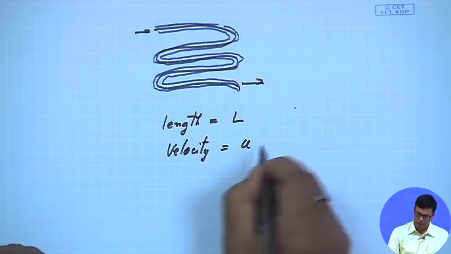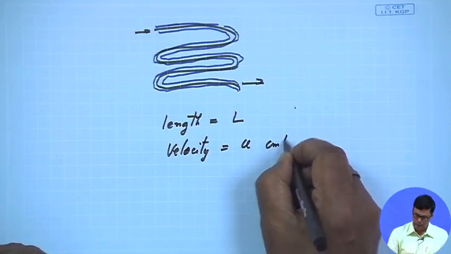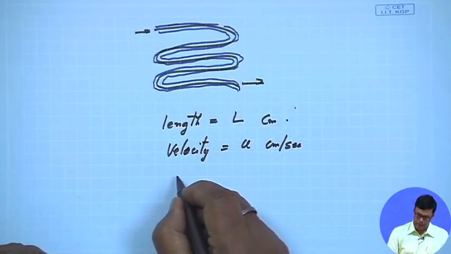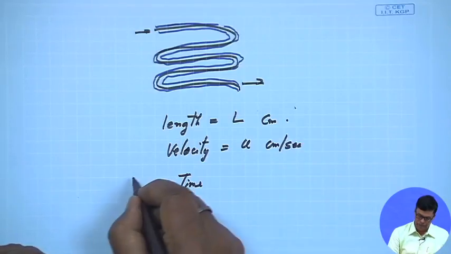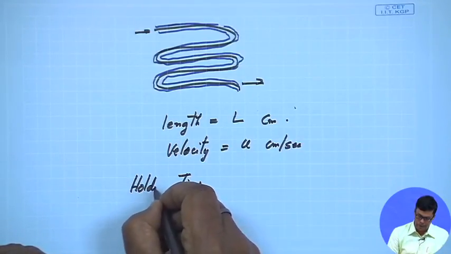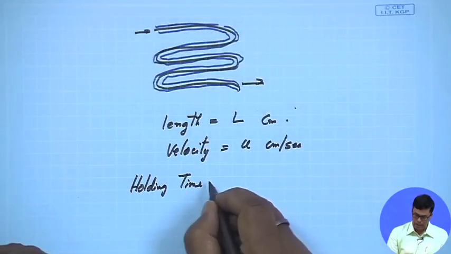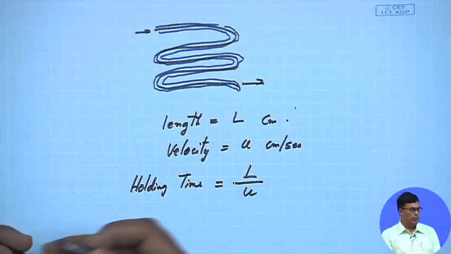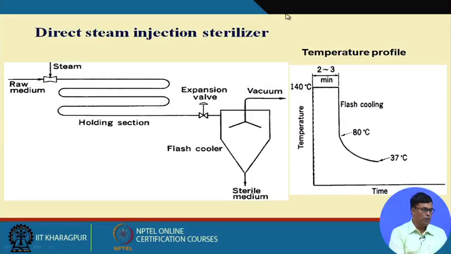which is U, what is the unit of velocity? Centimeter per second, am I right? And what is the unit of length? It is centimeter. Now the holding time, the time the liquid resides in the holding section, will be L by U. So you can easily find it out. Suppose you want a 2 to 3 minute holding time, you can adjust accordingly. Then there is the expansion valve, and through this the liquid expands in a chamber that we call a flash cooler.